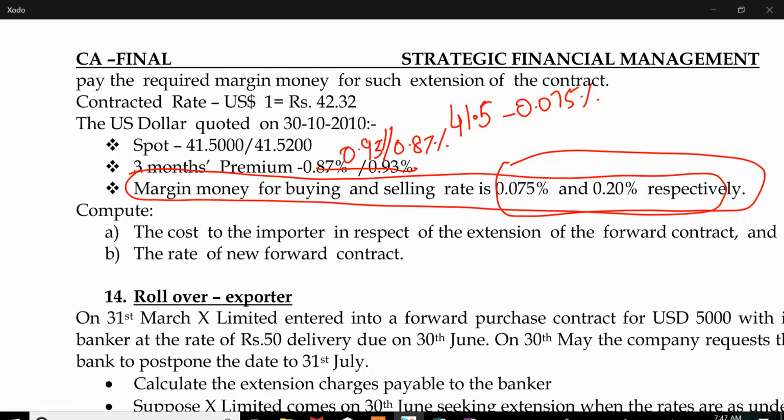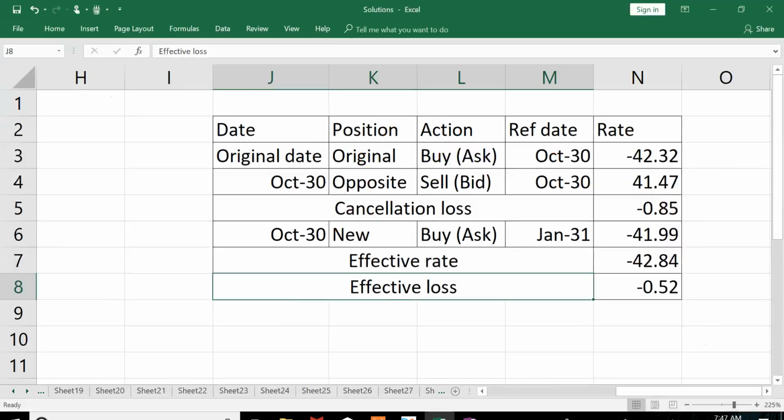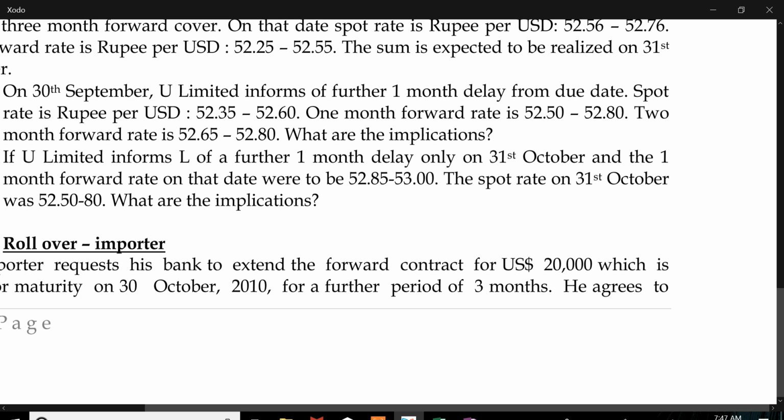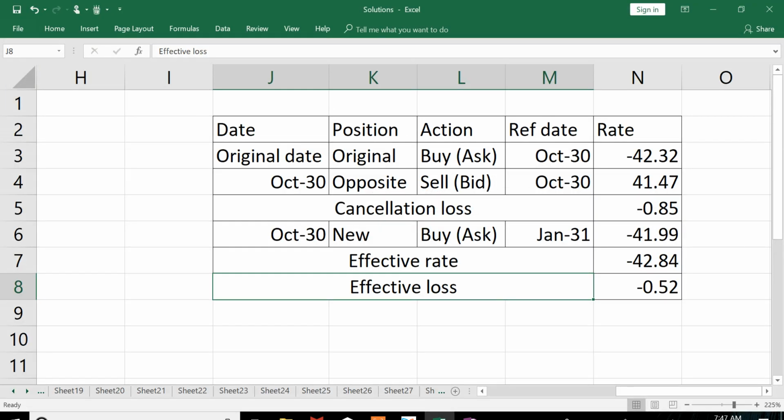Now let's answer these two parts. Cost to the importer in respect of extension. Cost to the importer in respect of extension, and underline that. After this table, cost to the importer in respect of extension. Now write the importer, make it like this itself so that we are giving both the perspective. The importer will have to pay a cancellation loss of rupees 17,000 into 20,000, 0.85 into 20. We'll have to pay cancellation loss of rupees 17,000.